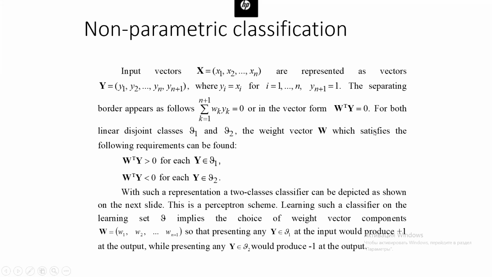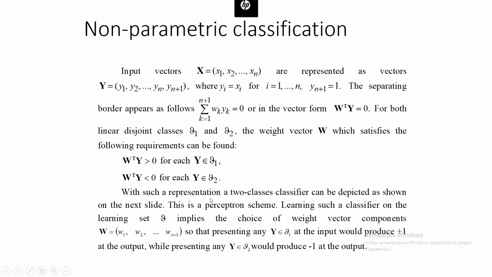It means that the weight vector W should satisfy these two expressions. For all objects from the first class, the projection of our vector onto the weight vector should be greater than 0. For all objects from the second class, this projection should be less than 0. So all objects from the first class lie in the positive part of our space, and all objects from the second class lie in the negative part of the space.